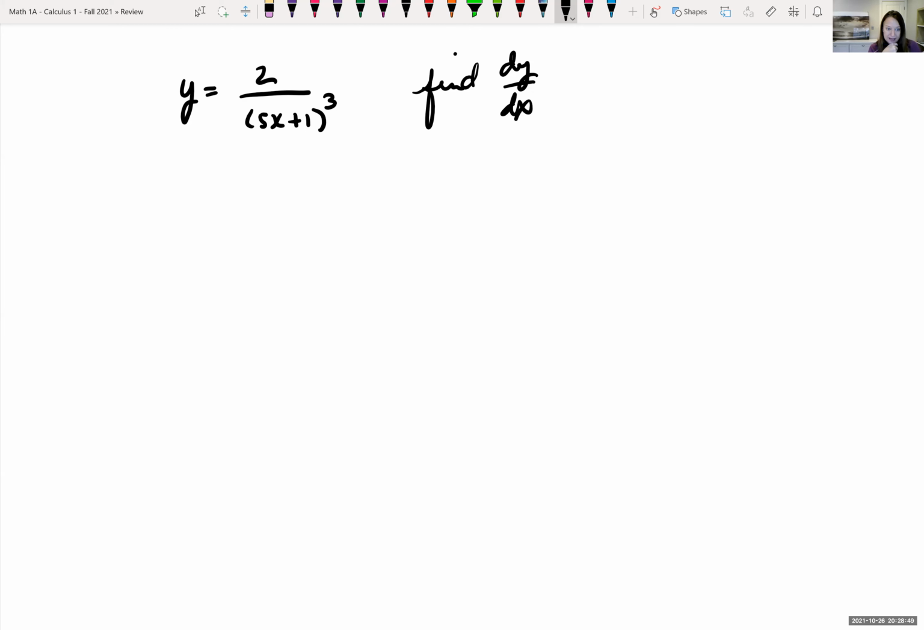We could rewrite this where we bring up that parentheses 5x plus 1 to the numerator and make that exponent positive. So y is the same thing as 2 times (5x plus 1) raised to the negative 3 power. Now if we took the derivative of this, it would probably be easier than the quotient rule, and we can just use the chain rule and then rewrite it.